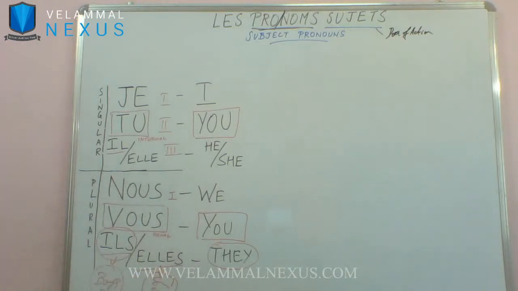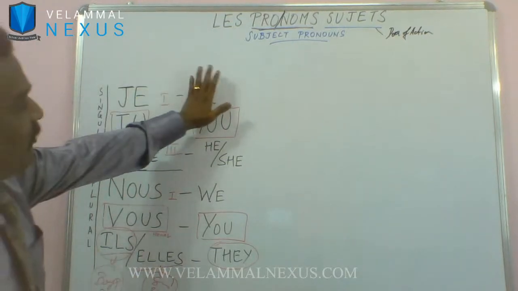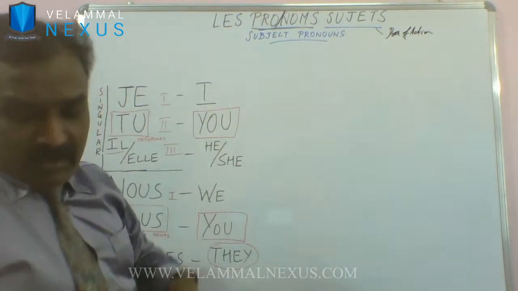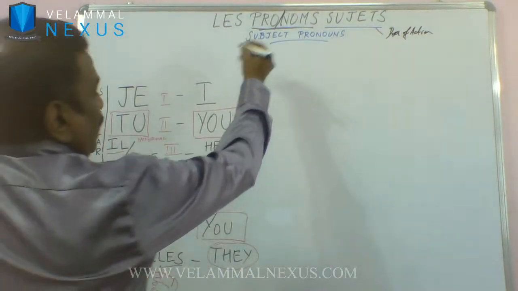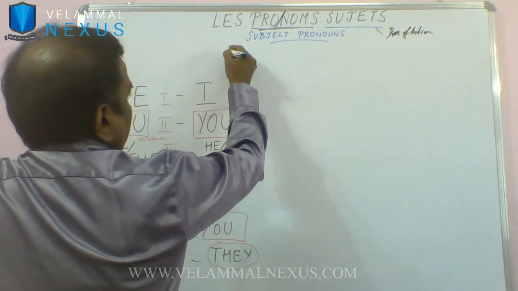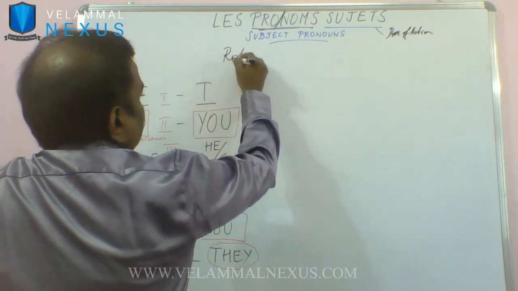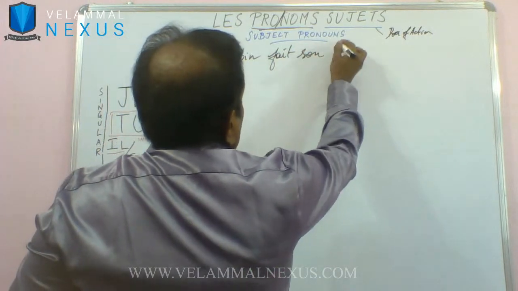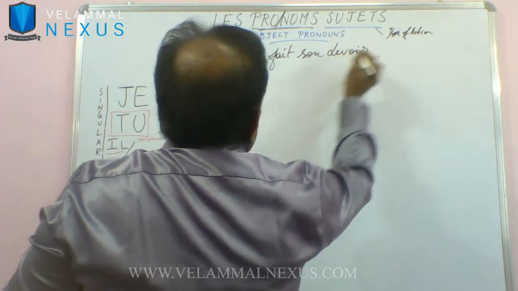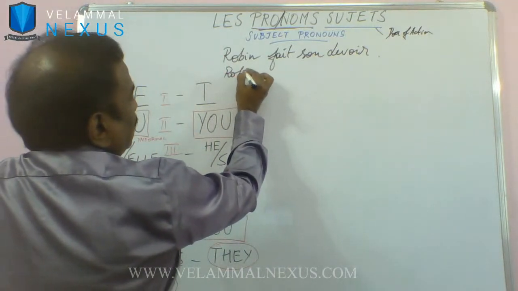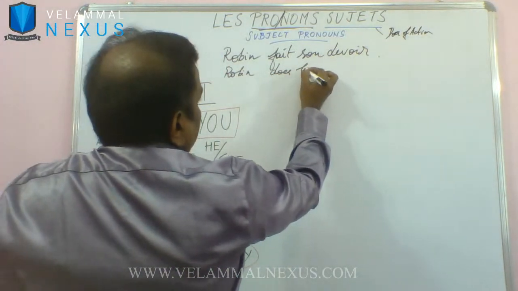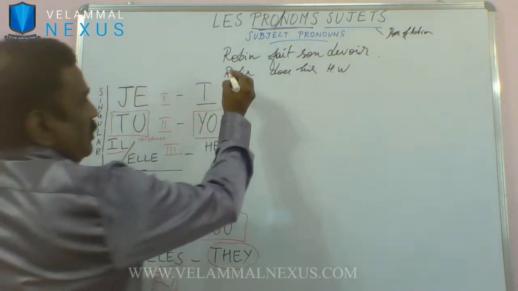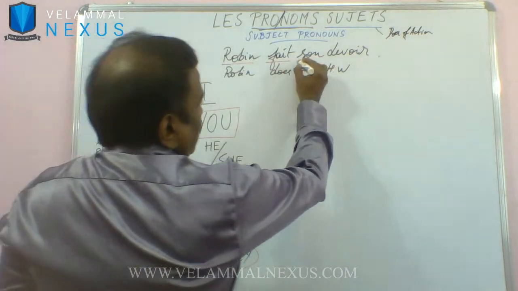Okay? Once again, let's do it. What are the subject pronouns? Subject pronouns come before the verb. Pronoun in the sense that it replaces a noun. For example, in French, I'll give you an example: Robin fait son devoir. It means Robin does his homework. Robin does. So this is a subject, this is a verb, and this is a complement.